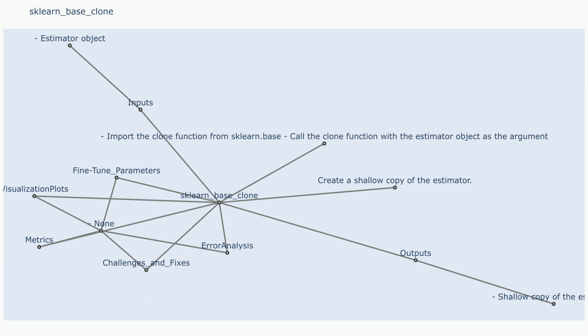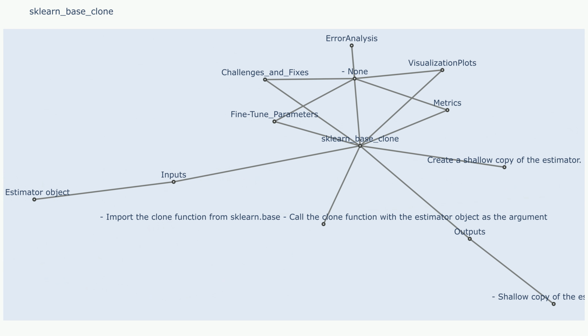Inputs. Estimator: an instance of an estimator object, e.g., a classifier or regressor that you want to clone. Outputs. Cloned estimator: a new instance of the estimator, completely independent of the original estimator. Any changes made to the cloned estimator will not affect the original one.